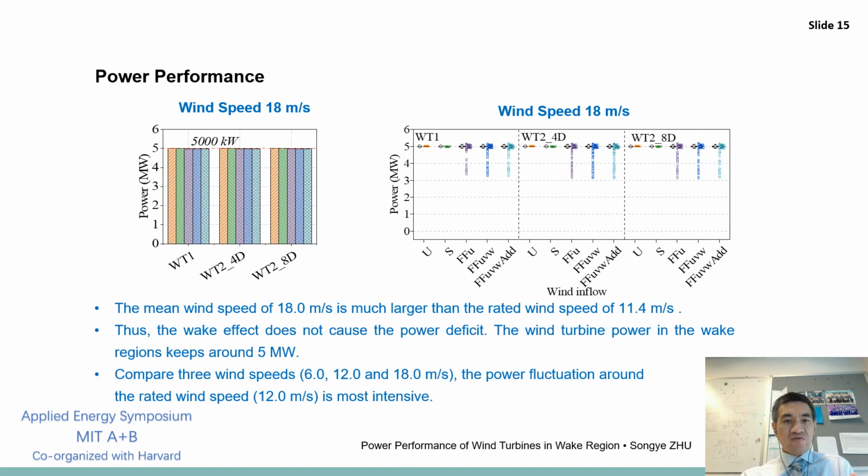If we consider very high wind speed, 18 meters per second, much higher than the rated wind speed, then even if we consider the wind speed deficit in the wake region, the reduced wind speed is still much higher than the rated wind speed. Consequently, the power is maintained almost constant in the wake region, still close to 5 megawatt, so no significant impact on the power performance at this high wind speed.